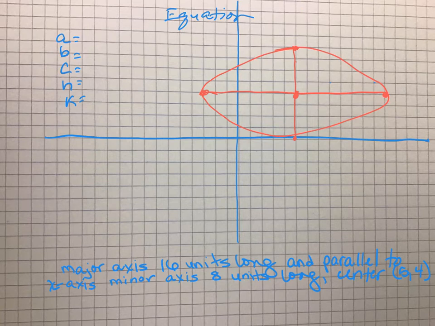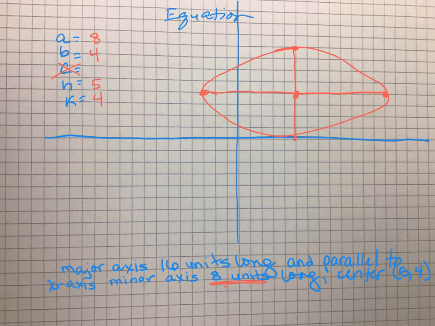Anyway, A is half of the distance of the whole major axis, so A is 8. B is half of the distance of the minor axis, which is 4. We don't need C in this problem. There's no mention of foci. When that happens, it'll be a little harder. And H and K are 5 and 4, because that's the center.